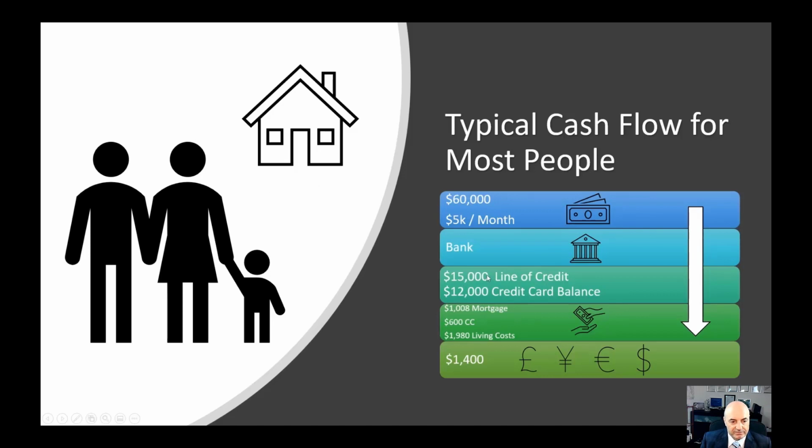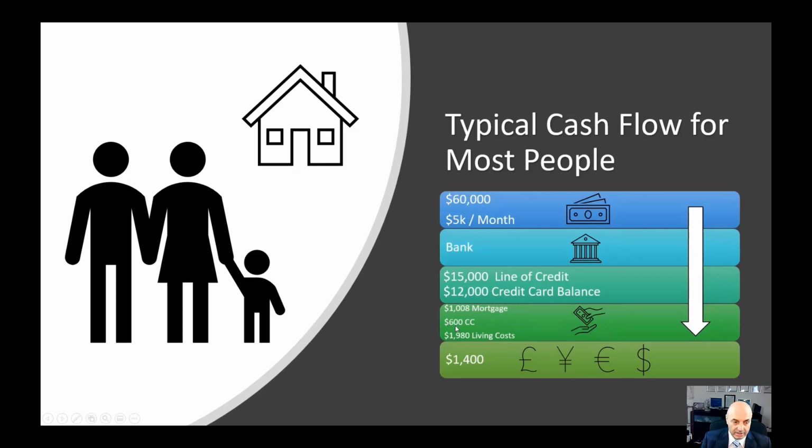This particular family has a $15,000 credit line. That could be on a credit card, or it could be a home equity line of credit known as a HELOC loan, or some kind of credit line. But I'll just use credit card as an example. On this property he owns, his mortgage payment is $1,008 per month, and to pay this $12,000 balance on his credit card, his monthly payment is $600 a month.